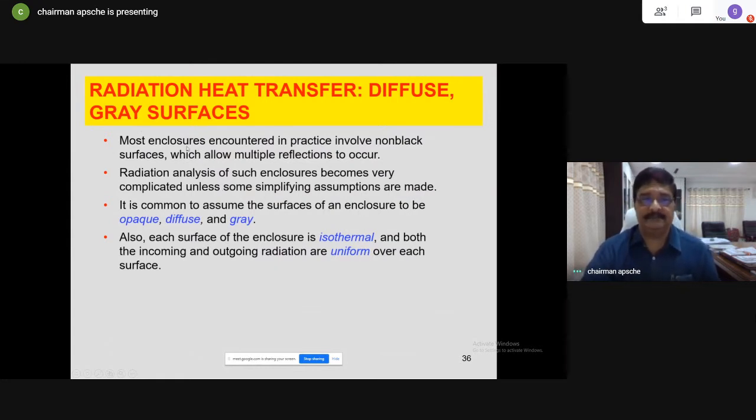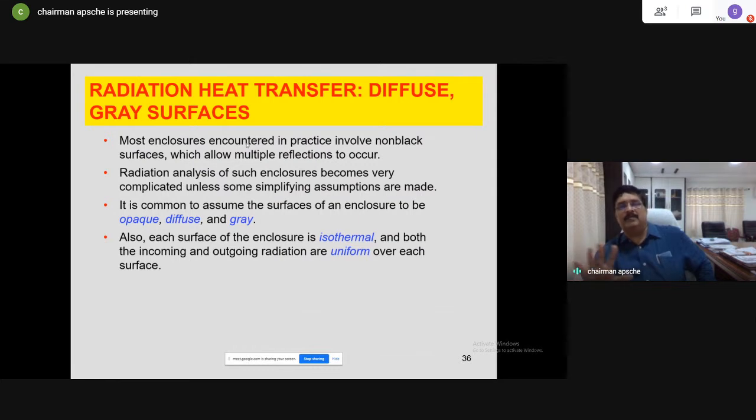Diffuse gray surfaces. Most enclosures encountered in practice involve non-black surfaces. The black body, as I've told you, was only an ideal body, and you don't find these ideal bodies too often. Radiation analysis of such enclosures becomes very complicated unless some simplifying assumptions are made. If you say it is transparent, opaque, absorbing, diffusing, specular, it gets really complicated.